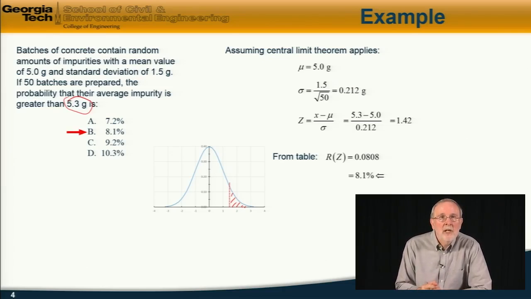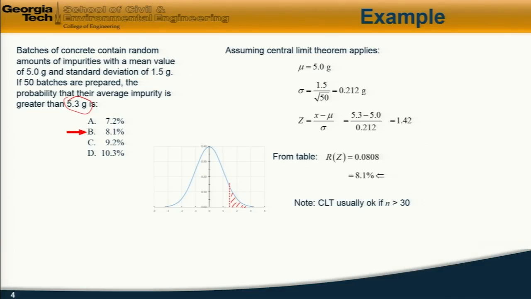So the correct answer is B. There is an 8.1% probability that the average of any one sample is greater than 5.3 grams. And one final note about this is that a good rule of thumb is that the central limit theorem is usually okay if the number of samples is greater than about 30. And this concludes my discussion of the central limit theorem.